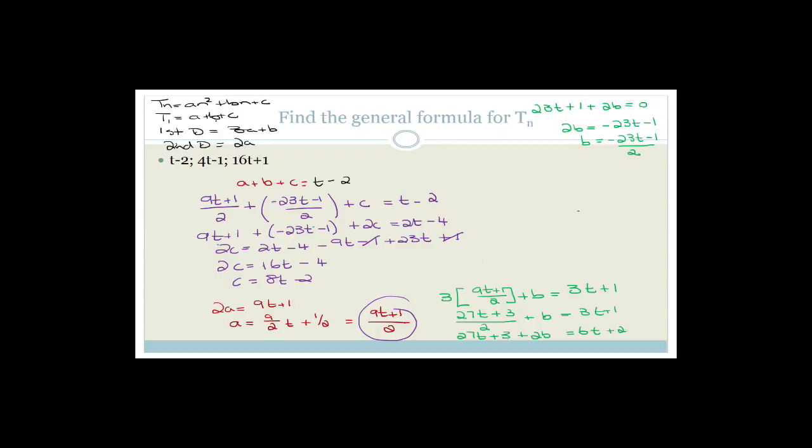Okay, right, so now let's write it in. So we've got Tn is equal to a, which is going to be 9t plus 1 over 2 n squared, plus b, which is minus 23t minus 1 over 2 n, plus 8t minus 2. And you do not need to simplify. That's how easy it is. Not difficult, just tedious and horrible. But did you see that actually, if you work through it nice and slowly, you can get it without too much stress. You just need to apply your formula and go through it nice and slowly.